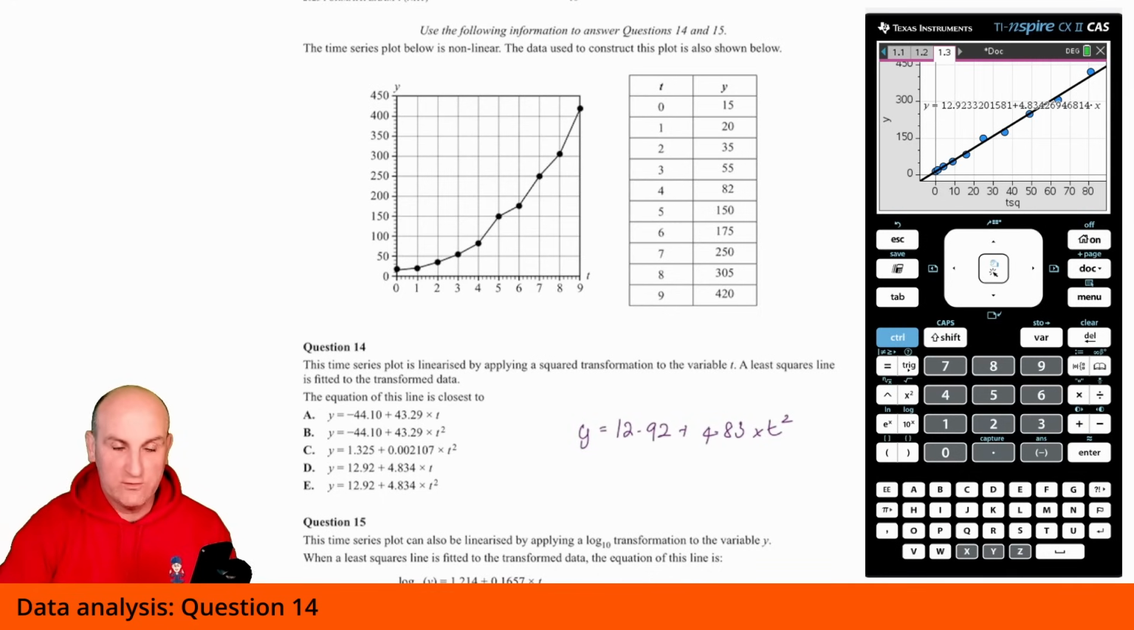So which one of those is that? 12.92 plus 4.834 t squared. It's going to give me E, I believe, as my correct answer. Here we go. E is my correct answer.